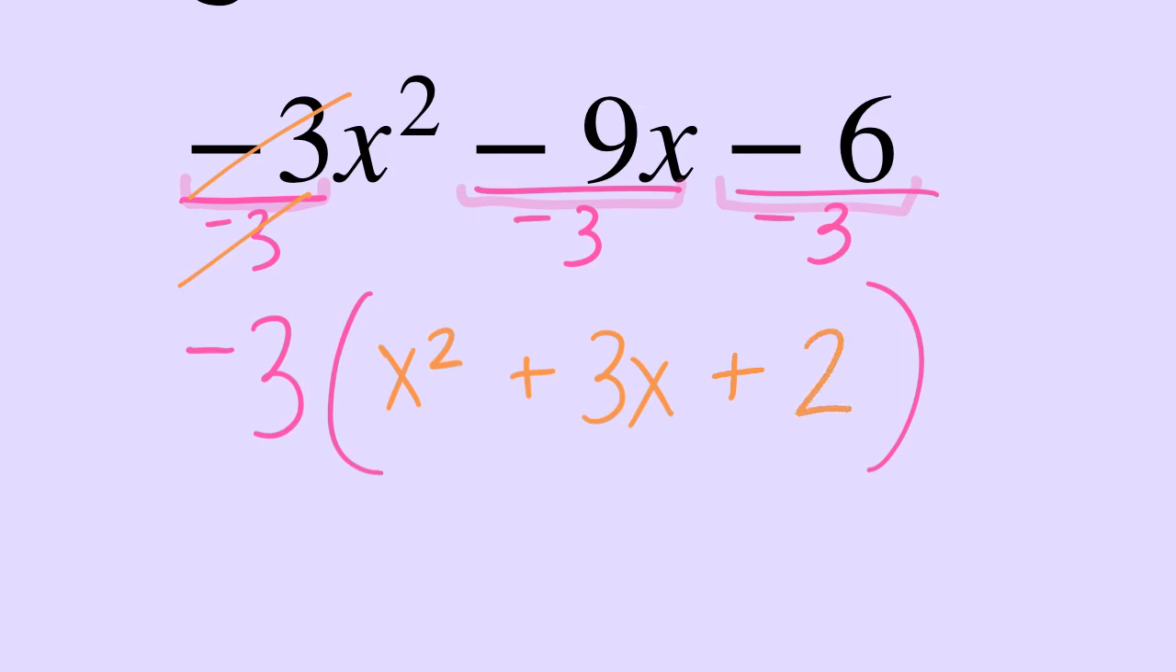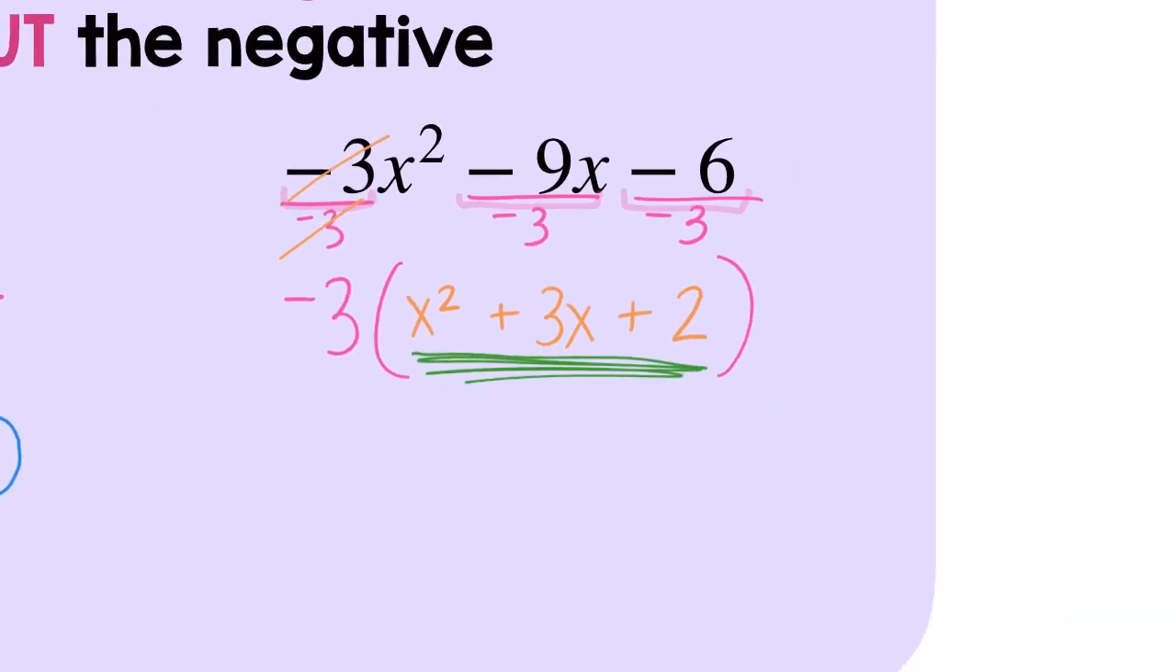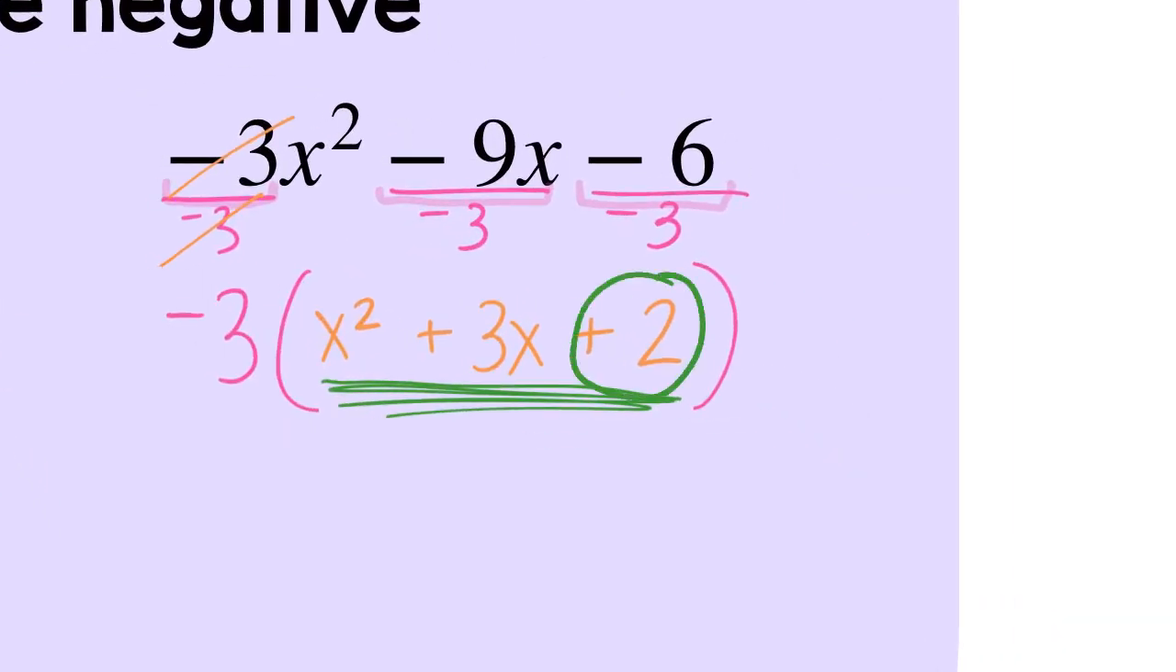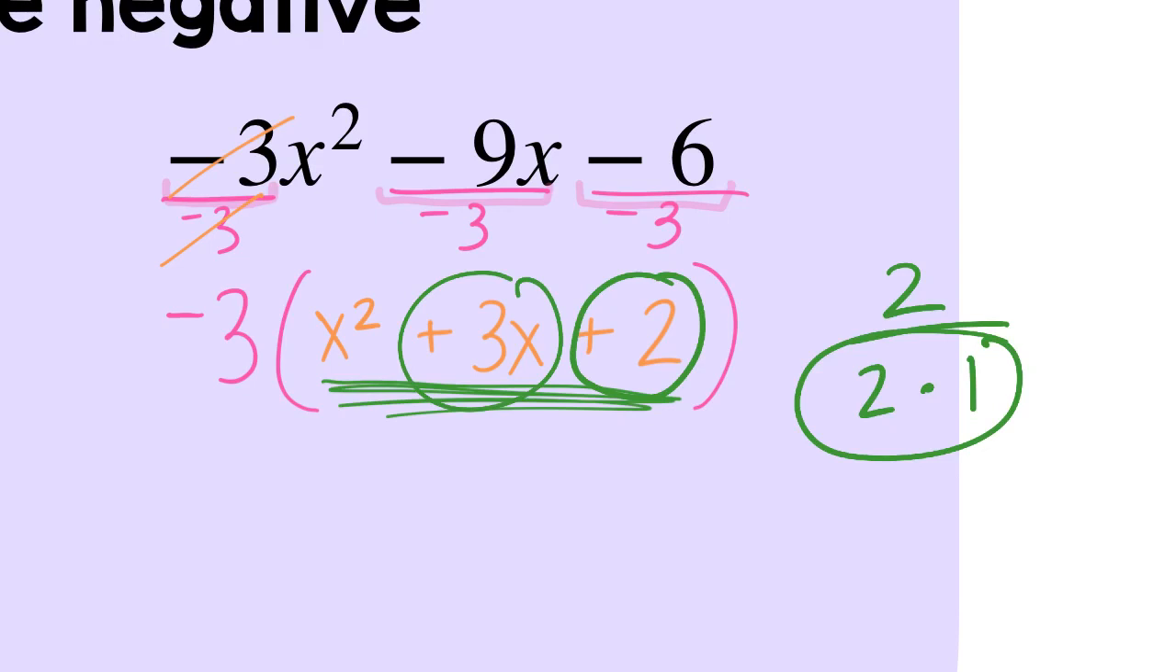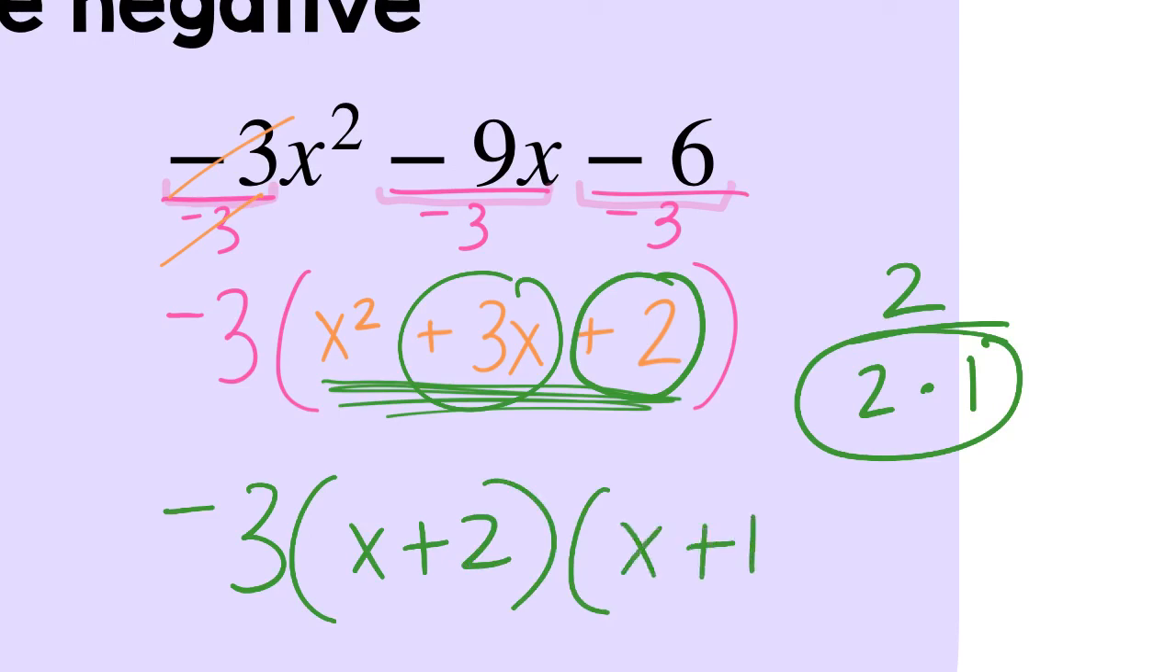All right, and then the last step, let's see if we can factor this trinomial. So it looks like we can, because if you look at the last number, 2 is just 2 times 1, and if you add those up, it does equal 3. So we would go ahead and write out our factors here, x plus 2, x plus 1, and make sure you put that -3 on the outside.